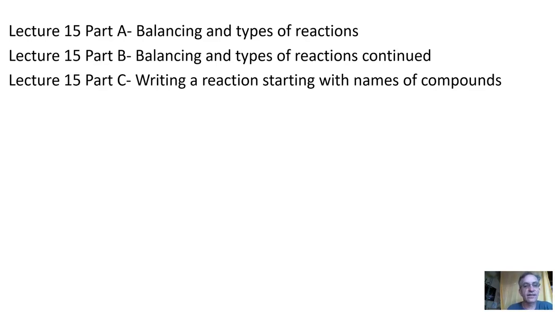In this lecture, we're going to keep working on balancing and writing out reactions, to show us what's happening in a chemical change. What materials are we starting with? Those are called the reactants. What materials are we making? Those are called the products. We're going to look at how we have to keep track of atoms. The number of atoms that you start with has to be the same as the number of atoms you end with. That's called balancing.